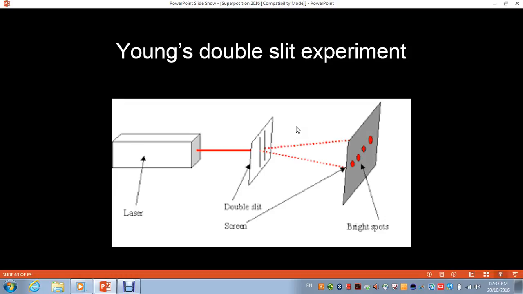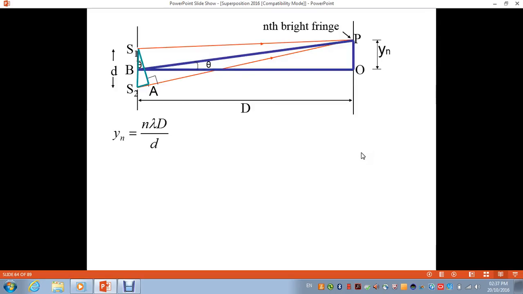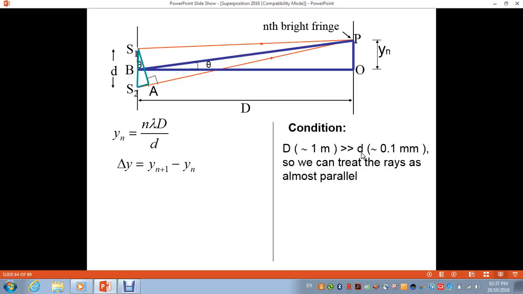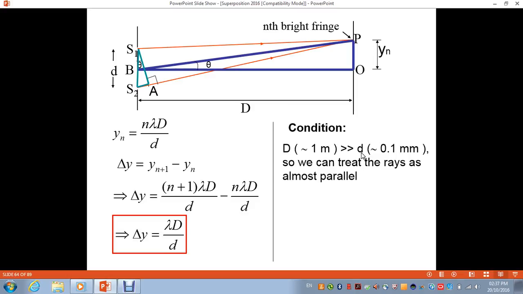In the last lecture I also talked about the Young double slit experiment. So this was the setup. We saw on the screen the bright spots. In between you have the dark spots. I also derived the equation, and then I mentioned that the big D is usually very big.